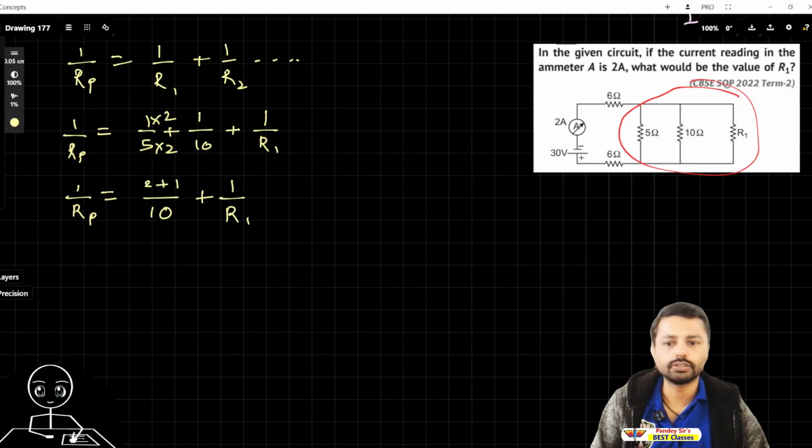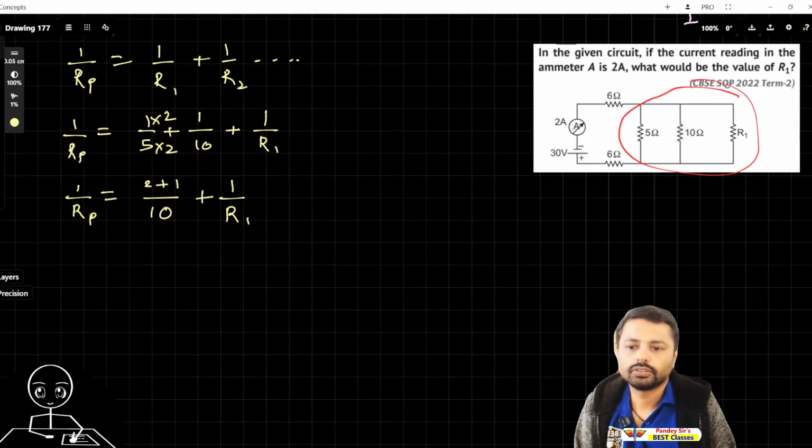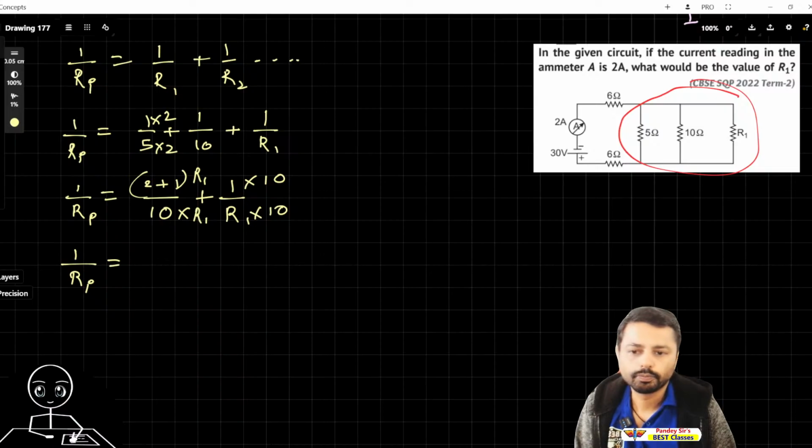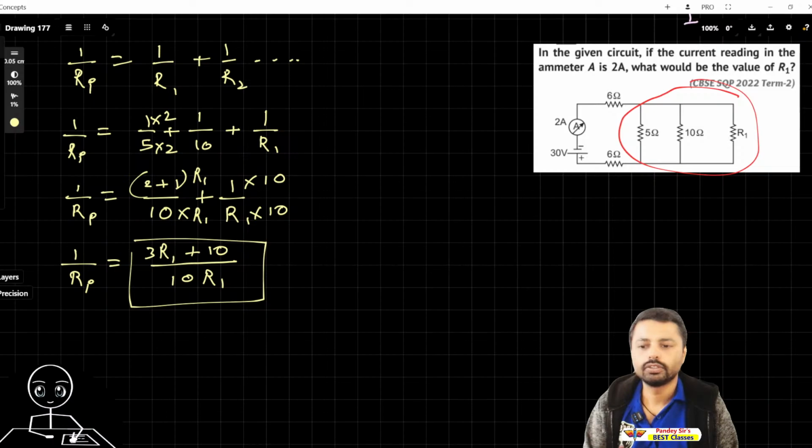Now let's calculate that also. So let's multiply this with 10 over here and multiply this with R1 over here. So here I will get R1 and here I will get into 10. So 1 by Rp equal to 2 plus 1, 3, so (3R1 plus 10) whole by 10R1. Okay, this is the value of this parallel thing, and we need to take its reciprocal.